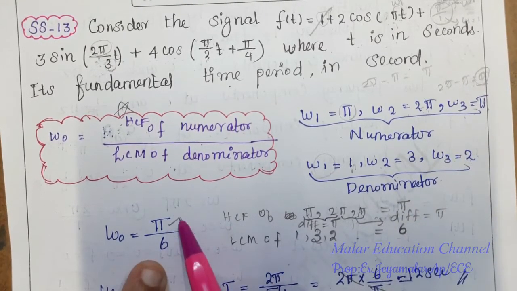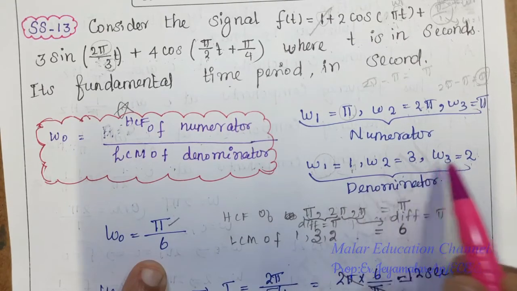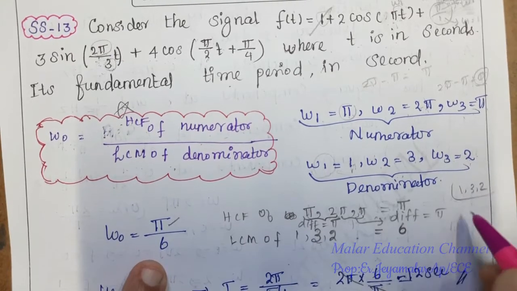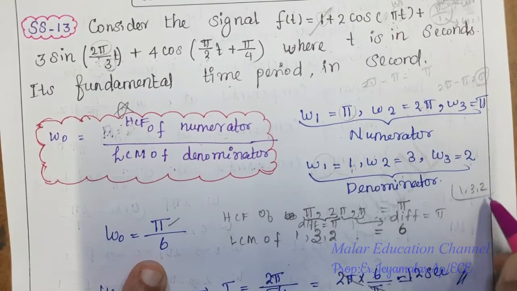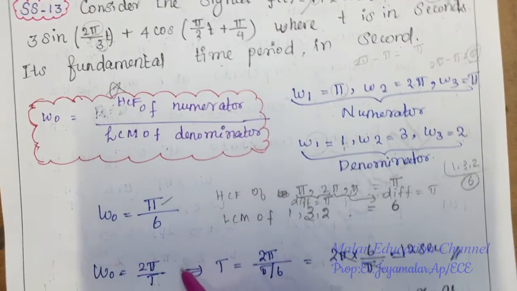So the numerator is pi. And for the denominator, that's the LCM of the denominators: 1, 3, 2. There is no common term, so 3 into 2 is 6. The LCM is 6.